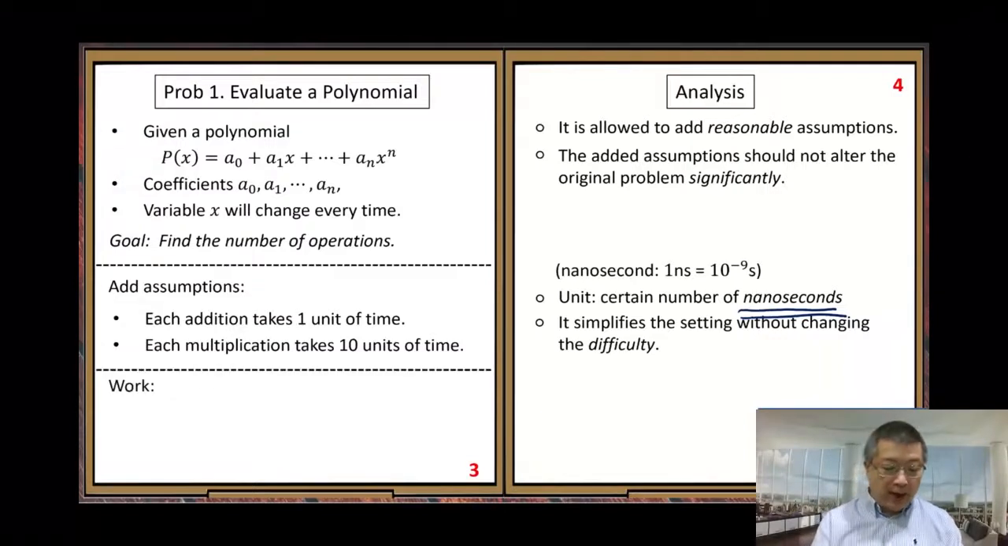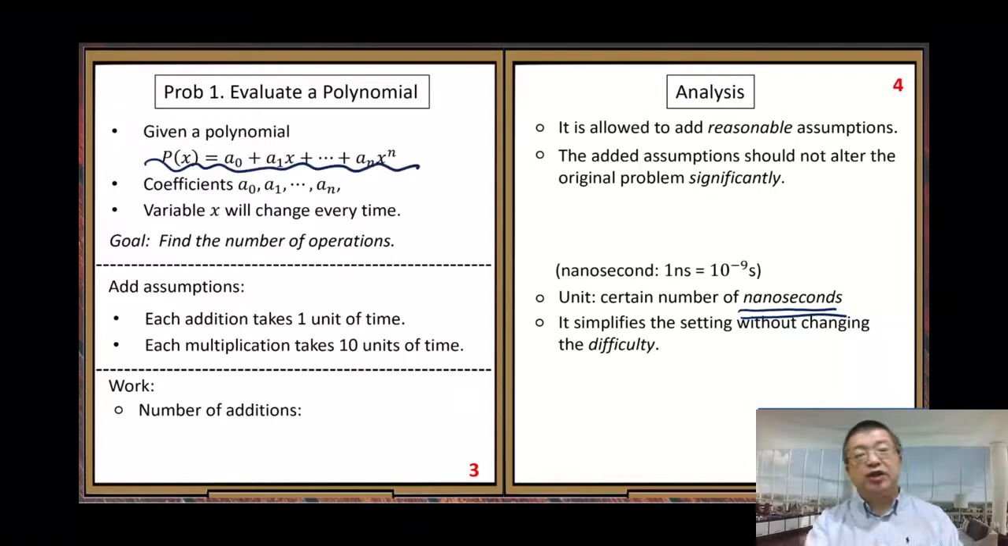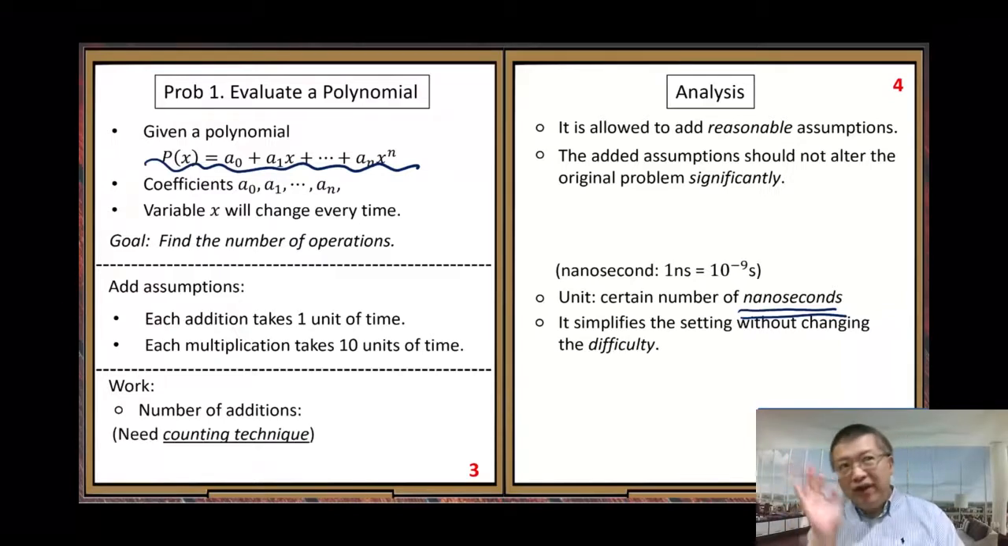All right. Next, let's do some work. Now we need to count the number of additions. How many additions do we need in calculating this expression? First, we do not look at the multiplications. So we use two steps. The first step, count the number of additions. The second step, count the number of multiplications. The first step looks pretty easy, right? Can you try it yourself first?